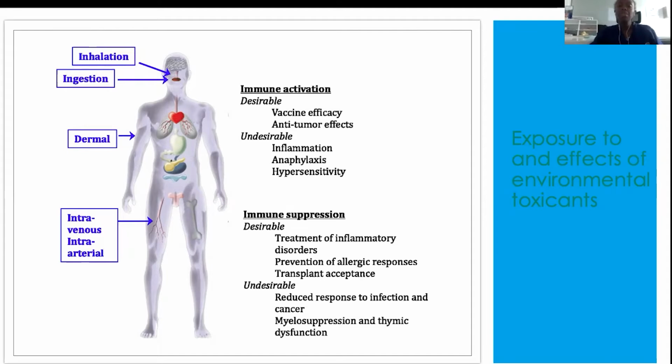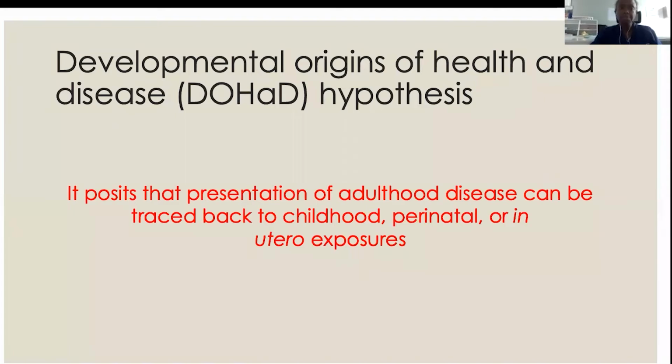Then you also have immune suppression, where you also have the desirable versus the undesirable. The desirable here is treatment of inflammatory disorders, prevention of allergic responses, and transplant acceptance. Undesirable effects here would be things like reduced response to infection and cancer, and myelosuppression and thymic dysfunction. So you see, we have the pros and cons when it comes to what we are exposed to in our environment. There are desirable and undesirable effects, and what we want to avoid are the undesirable effects.